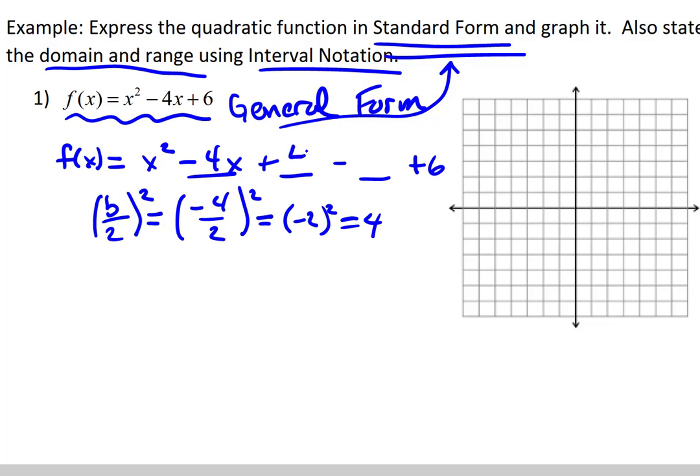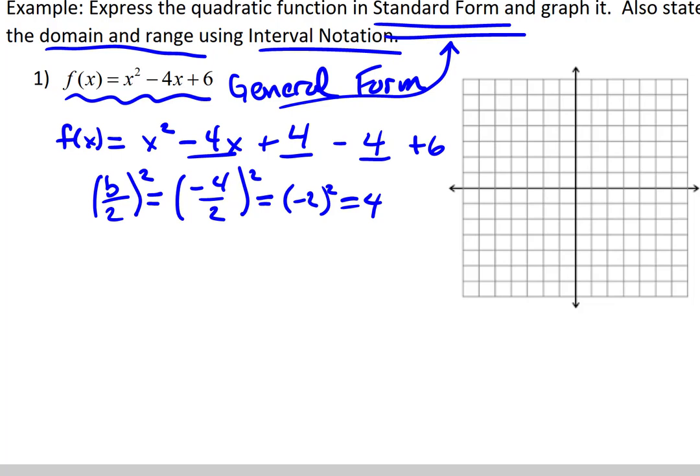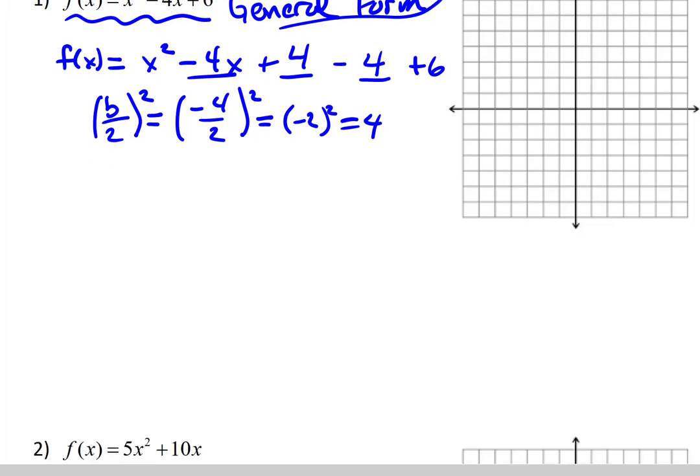I'm going to add 4, the b over 2 squared value we just figured out, but then I'm going to subtract it right away. Now, that may seem a little ridiculous, but the whole point is we can't actually change the function, but we really want to add this 4 here in order to complete the square. So by adding it but then taking it away, I'm actually not changing the function and yet still getting what I'd like.